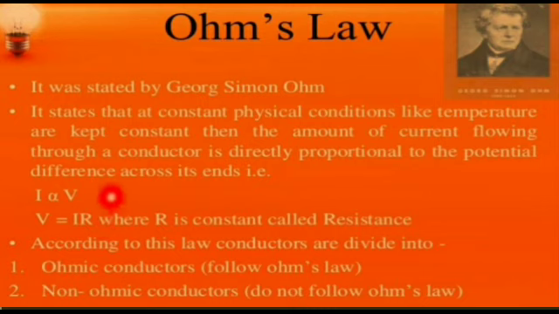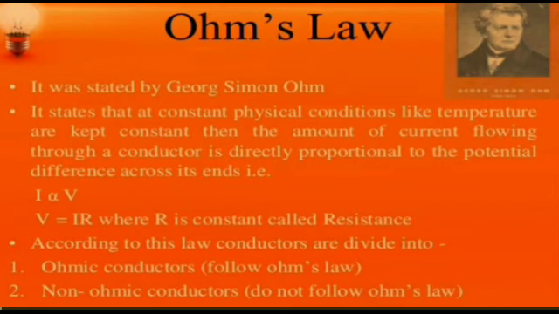That means resistance. So what is Ohm's law? At constant temperature, the steady current flowing through the conductor is directly proportional to the potential difference between two ends of the conductor. Students, please underline this statement and the formula. What is Ohm's law formula? V is equal to IR, where R is a constant.